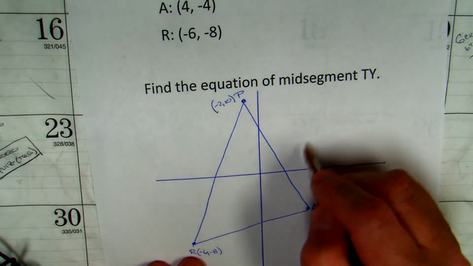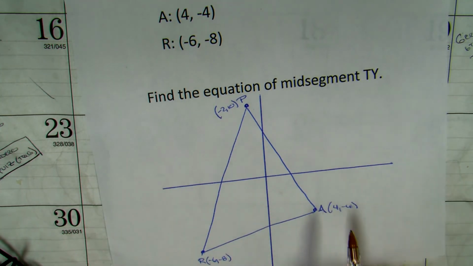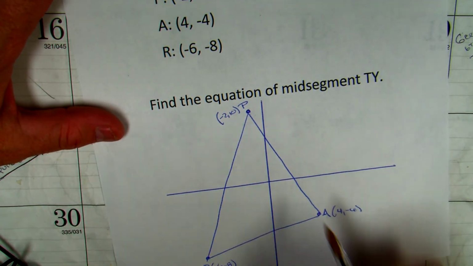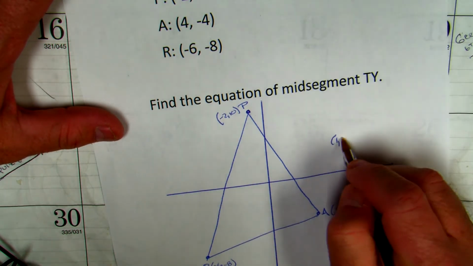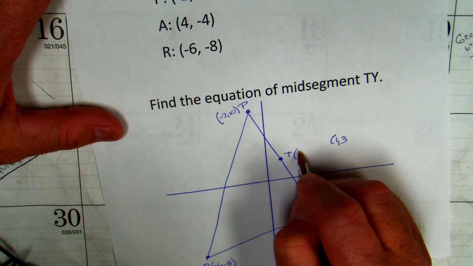Okay. So basically, remember, to find the midpoint, it's the average of the coordinates. It's x1 plus x2 divided by 2, and then y1 plus y2 divided by 2. -2 plus 4 is 2, half of that is 1. 10 plus -4 is 6, half of that is 3. So (1, 3) is T, my midpoint.